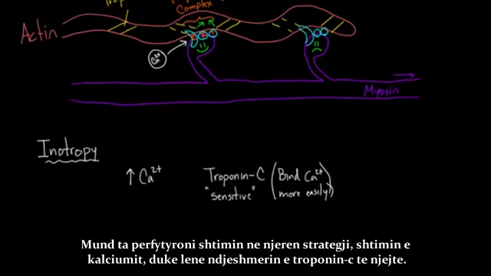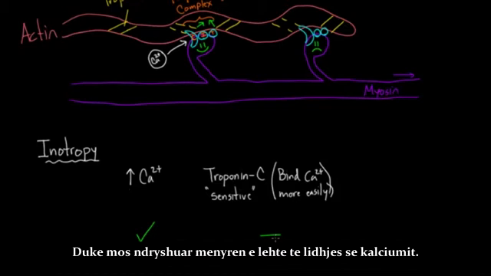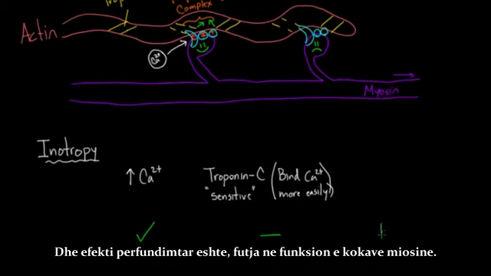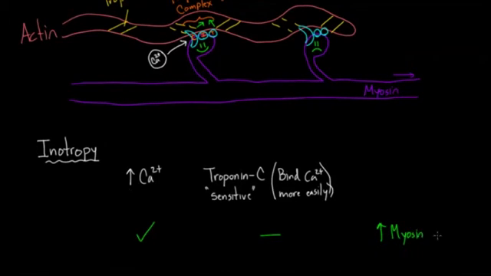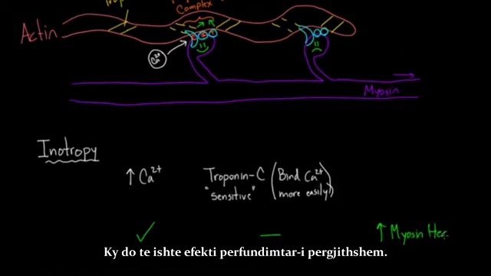So these are the 2 basic strategies, and you can imagine increasing in one strategy, increasing the calcium, but leaving the sensitivity of troponin C the same, really not changing how easily it will bind calcium, and the overall effect is more myosin heads are working. So more myosin heads are working. That would be the kind of overall effect, right?